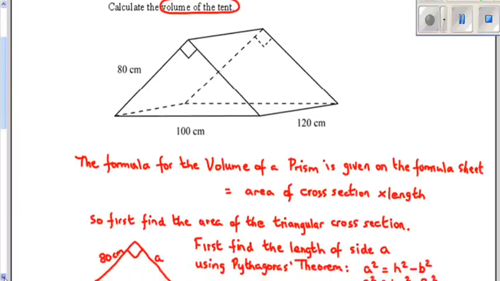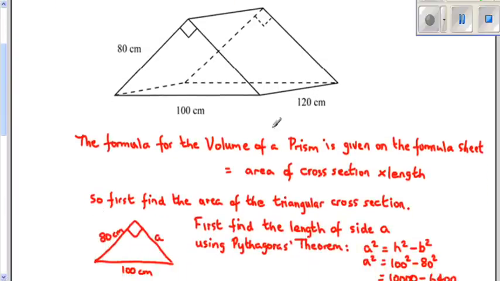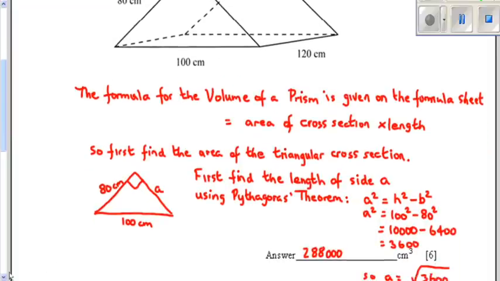Right, so the formula for the volume of a prism is given on the formula sheet. You can look back inside the front cover of the paper, and you'll see it tells you the volume of a prism is the area of the cross section, that's this triangular shape at the front, multiplied by the length. So the first thing we need to do is find the area of the triangular cross section.